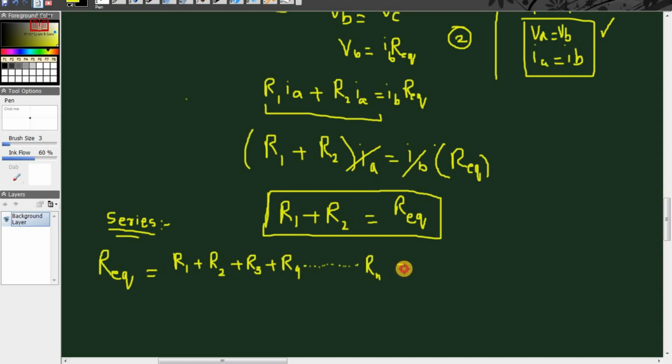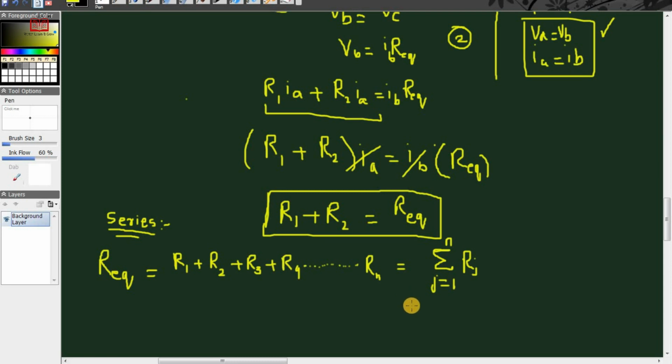And generalizing this, we can also write the summation of all the resistances that we have, Rj, where j goes from 1 to n, meaning that, for example, if we have 10 resistances, then n will be 10, and in our case n is 2. We have two resistances, so by adding the two resistances we can use this formula. So this is the generalized way.